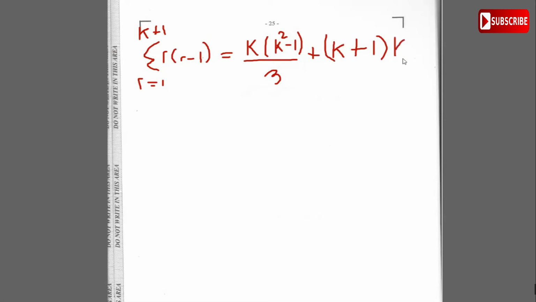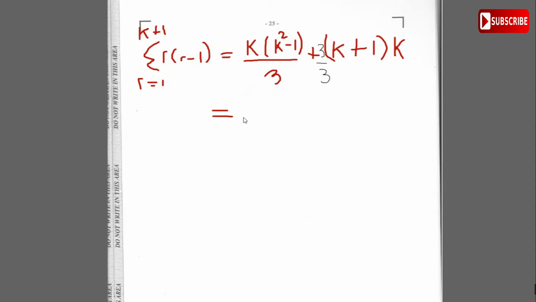Now what I'm going to do is, instead of writing just k times k plus 1, I'm going to put a 3 here and divide it back by 3. So I didn't change anything. You might say, sir, why do you do that? I did that so I can factor out what's in common to both of them.